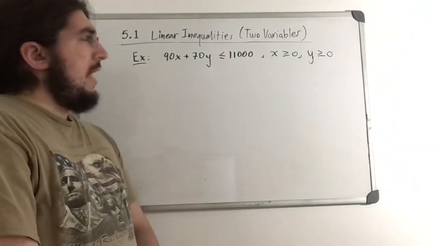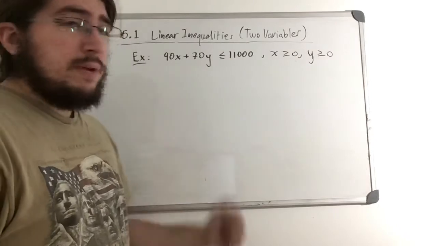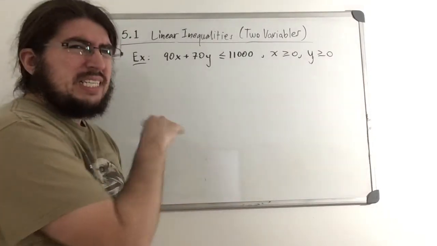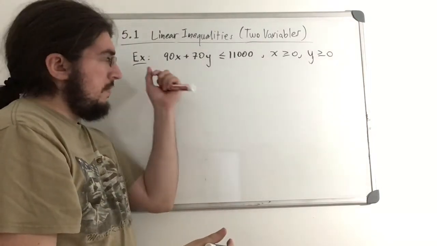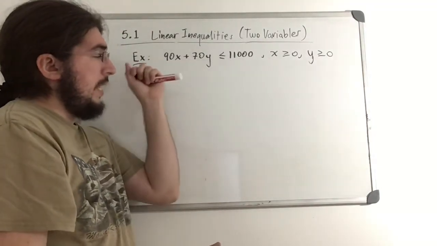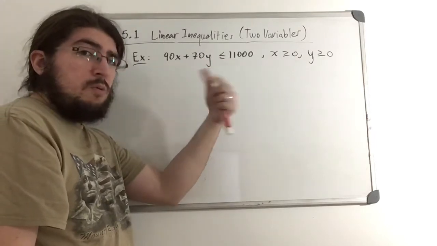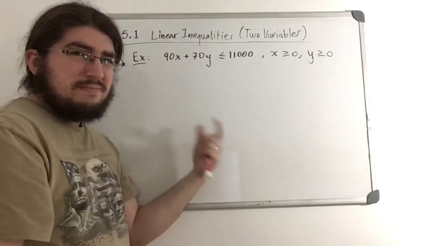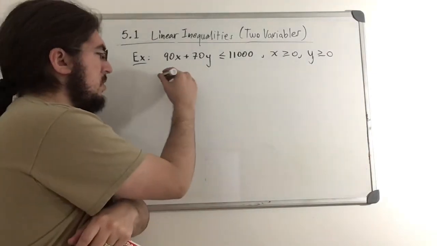Alright, so now we're asked to graph this inequality, and I was going to do this by isolating y like we have been, but in this particular case it's best to find x and y intercepts. The reason is that when you find the y-intercept by isolating y, since 70 doesn't go into 11,000 evenly, you won't get an integer, and it's not very easy to graph. Also, these numbers are kind of large, so let's just do it this way.